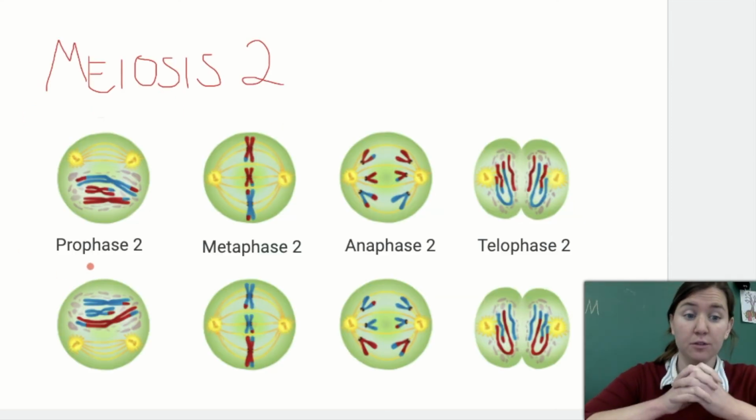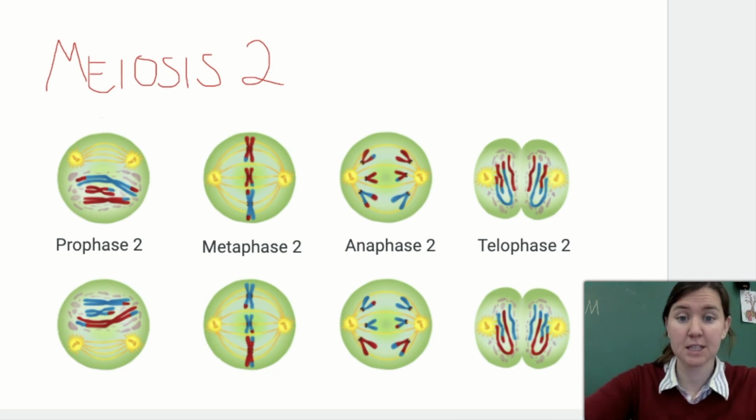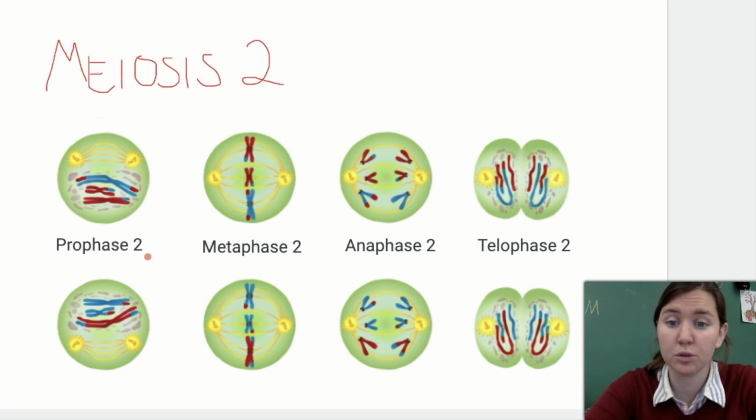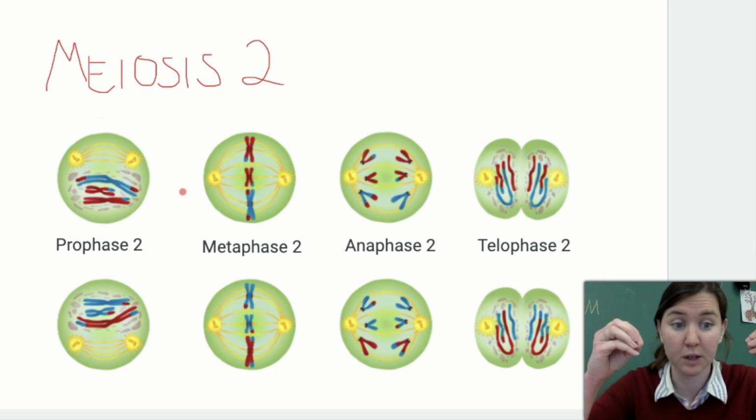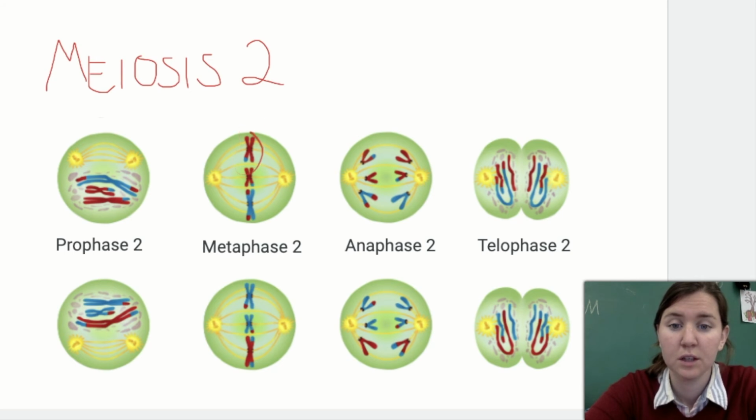So in that, we still have our 4 PMAT phases. We start with prophase 2. We move into metaphase 2. The chromosomes line up along the middle. Now we have 2 cells in each of these pictures because the cells already split once. Now notice in metaphase 2, there are only single chromosomes lined up here. That's because our homologous chromosomes have already been separated. And then during anaphase 2, now the sister chromatids, the 2 halves of that, are separated.